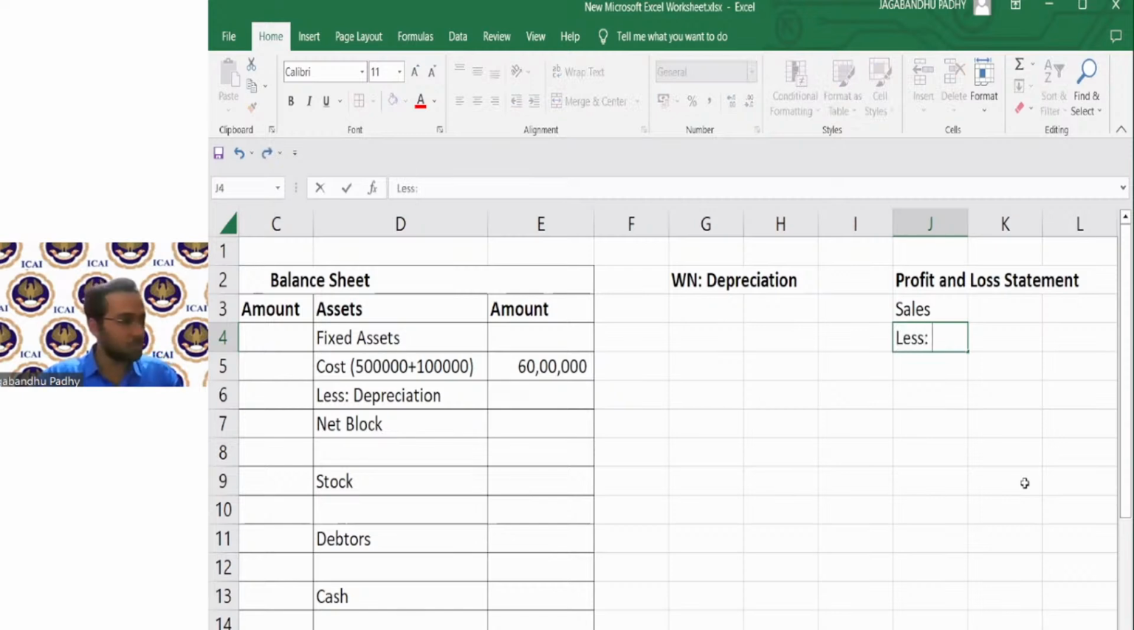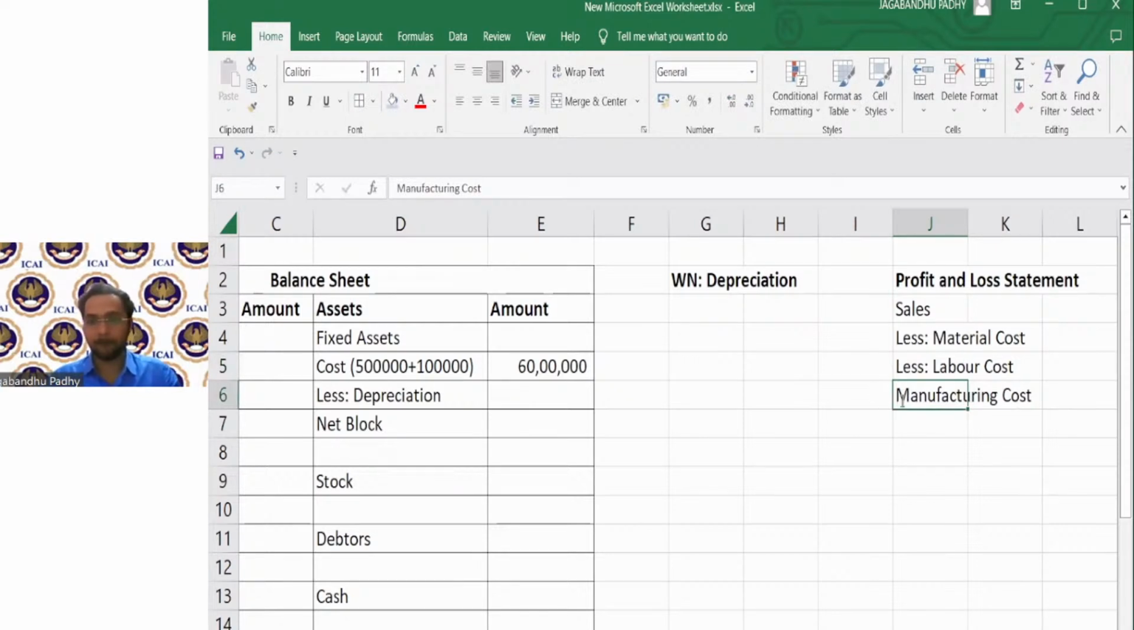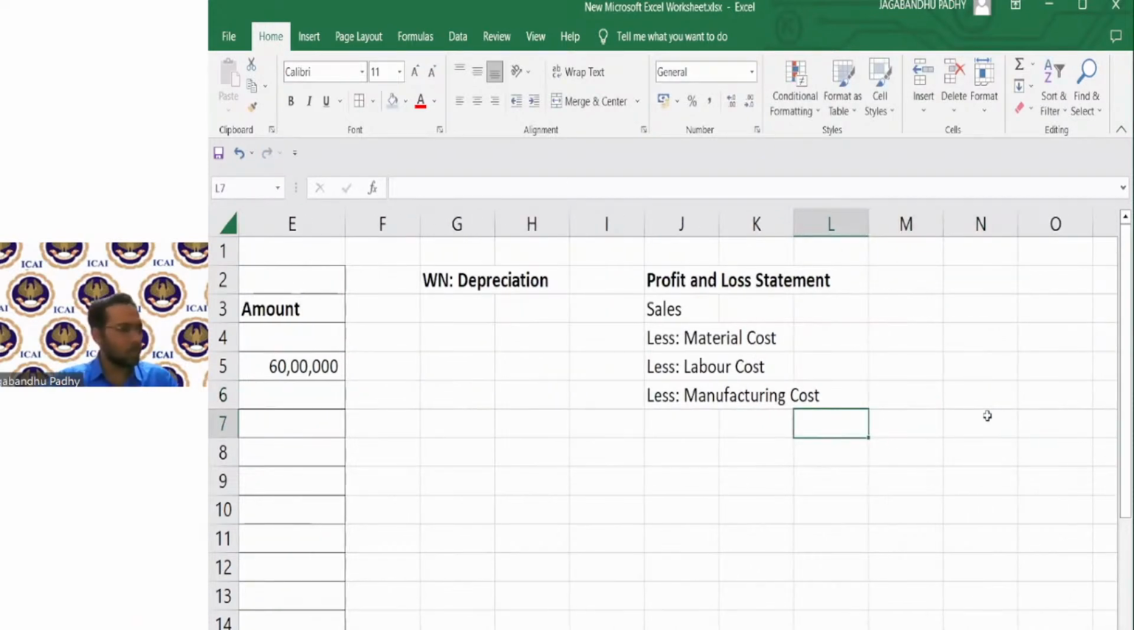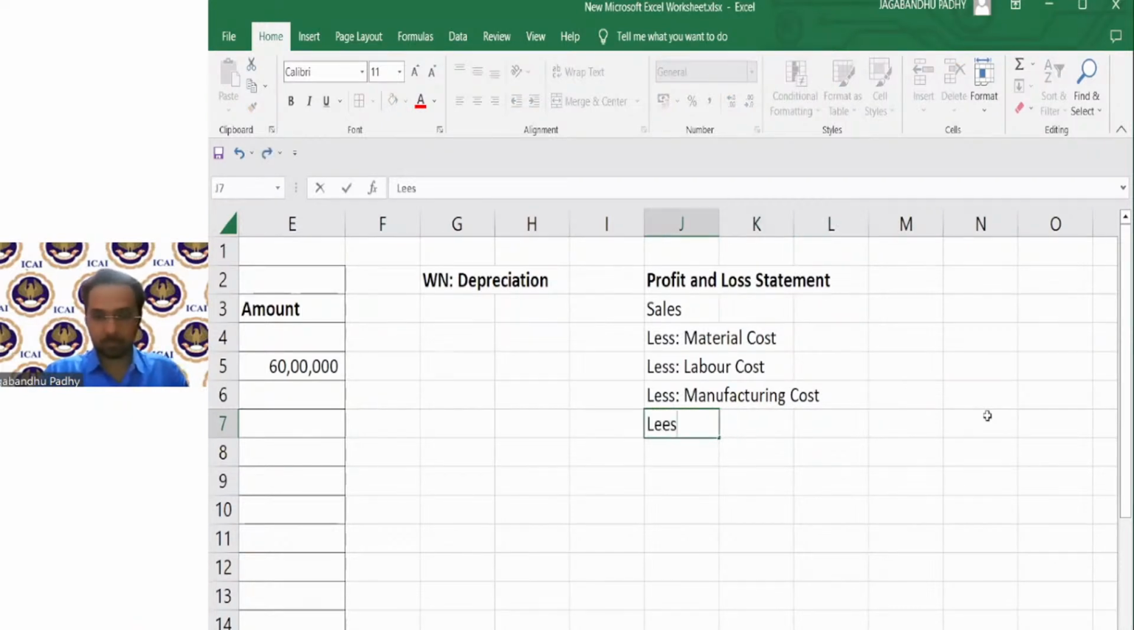From sales, we are going to reduce the material cost. Then we will reduce the labor cost, right? Then we have the manufacturing cost. We of course the production manufacturing cost. Then we have office and selling expenses. Then you have the depreciation.